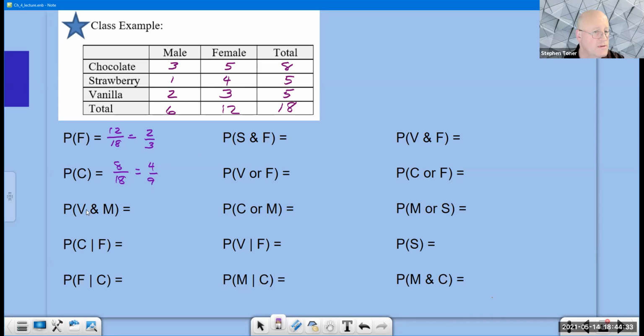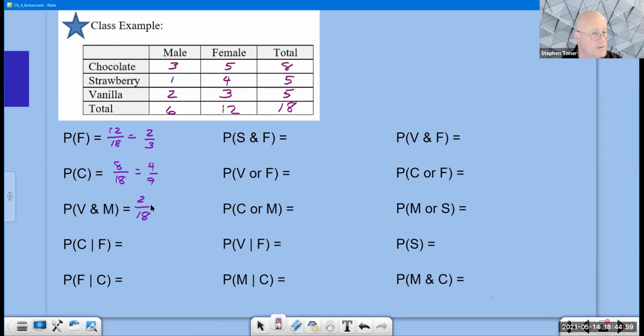Now, when I move to vanilla and male, I'm going right into a particular cell there, the cell that has the 2 and refers to the intersection, or where the row and the column overlap, and we're right there with those 2 people. So 2 out of 18 will be that probability.